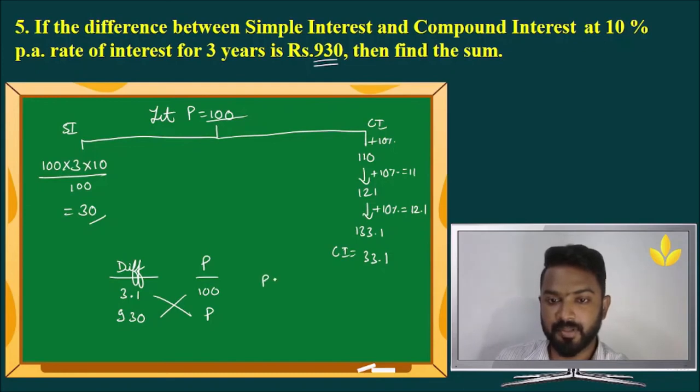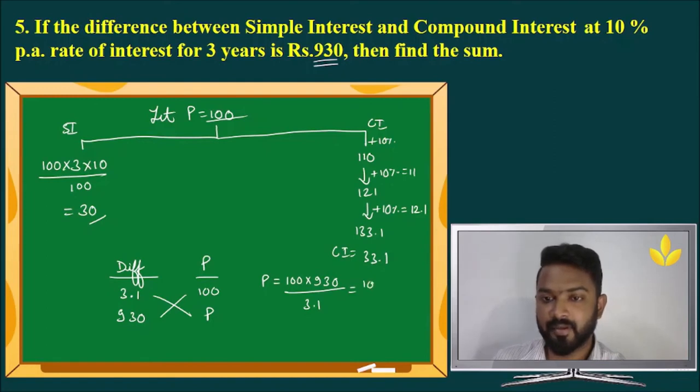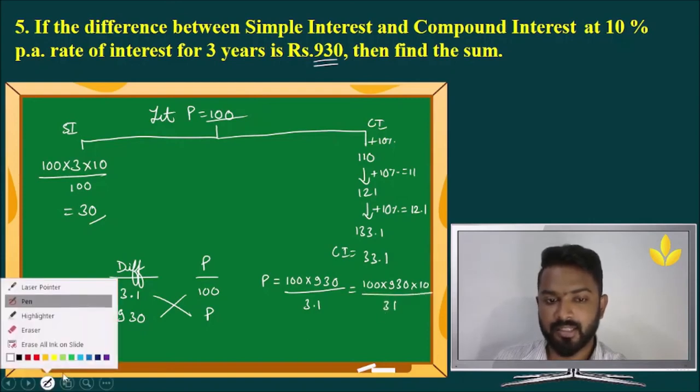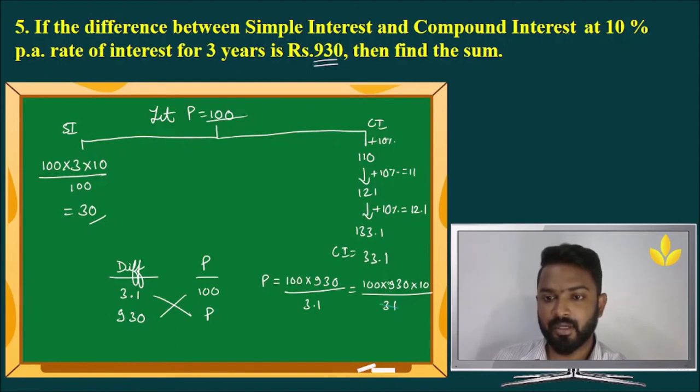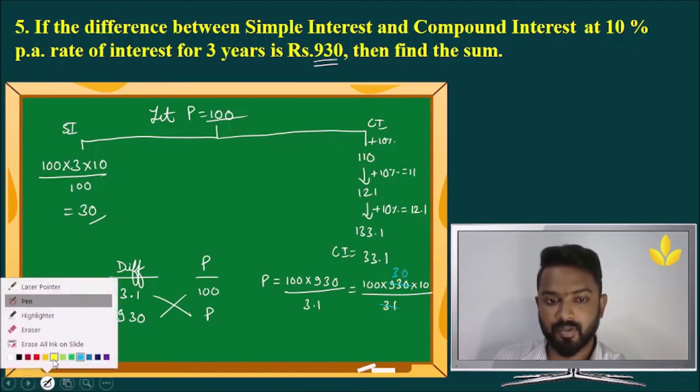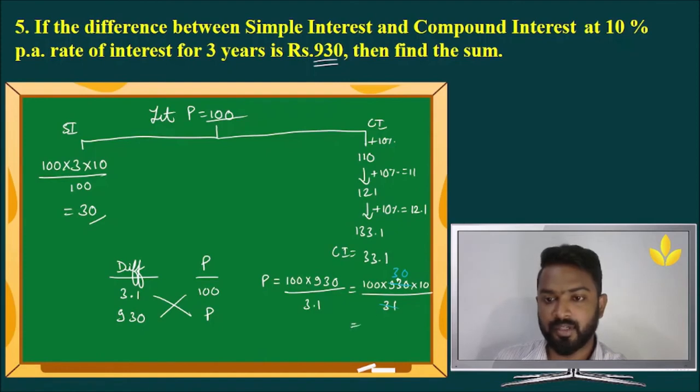Let's cross multiply. Principal equals 100 into 930 divided by 3.1. Let's remove the decimal sign. 100 into 930 into 10 divided by 31. Let's cancel things up. 31 into 3 is 93 and a 0 over here. That's it. So we have 30 and then 300 into 100, we have 30,000. That is the answer.